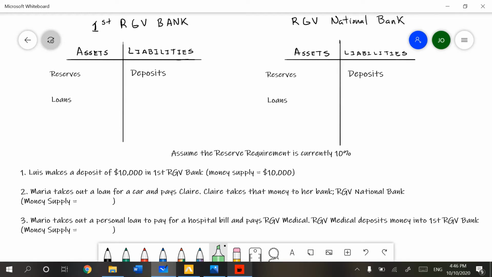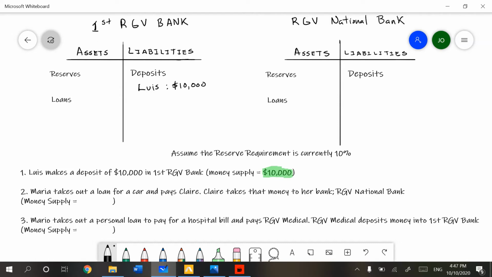To explain how a fractional banking system creates money, let's take a simple economy, where there currently is a money supply of $10,000. This money belongs to Luis, and let's just assume he just got a big check from an inheritance. Now, he will go to his banking institution and deposit this money. Let's say he chooses RGV Bank. Since this money belongs to Luis and he's making a deposit, for RGV Bank, this is a liability.